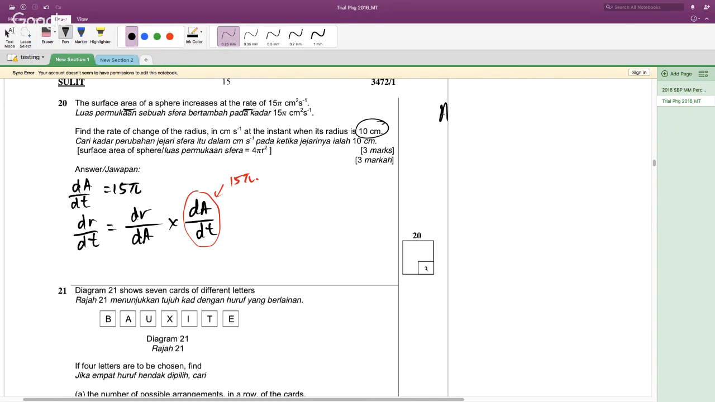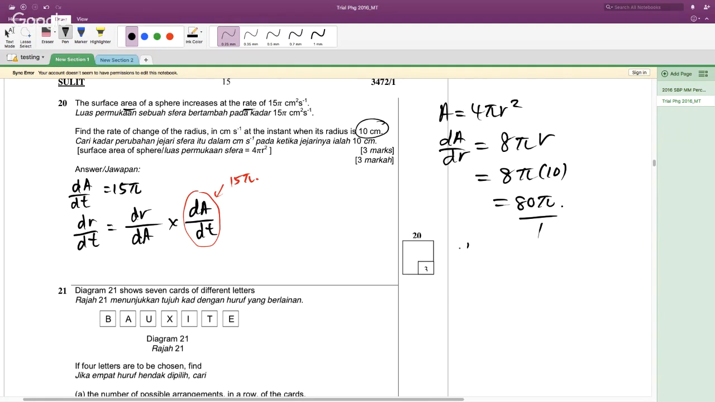So I know the area of the sphere is 4 pi r squared. So I'm going to do dA/dr by myself. I differentiate this one and I will get 8 pi r. And then the question tells me r is 10, so 8 pi times 10 should be 80 pi. Okay, this is dA/dr, it's 80 pi over 1. So dr/dA, you just flip it over and it becomes 1 over 80 pi.